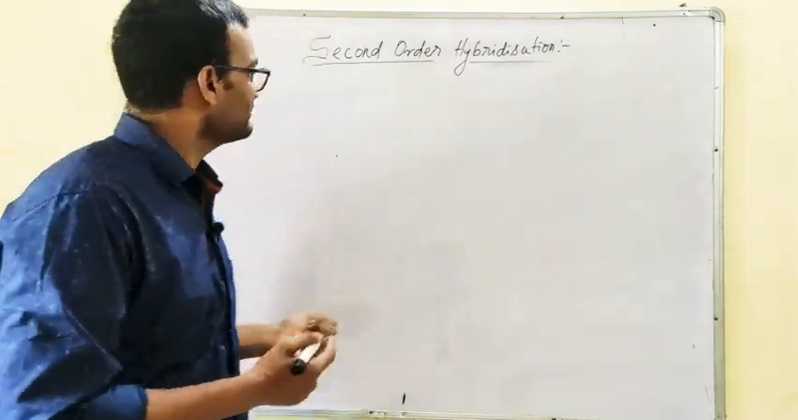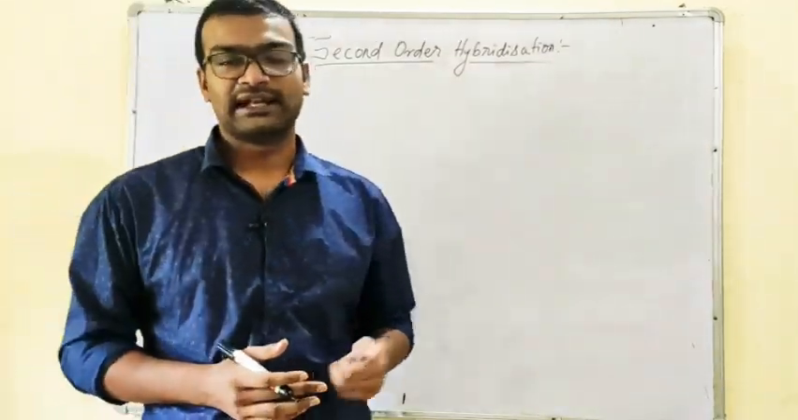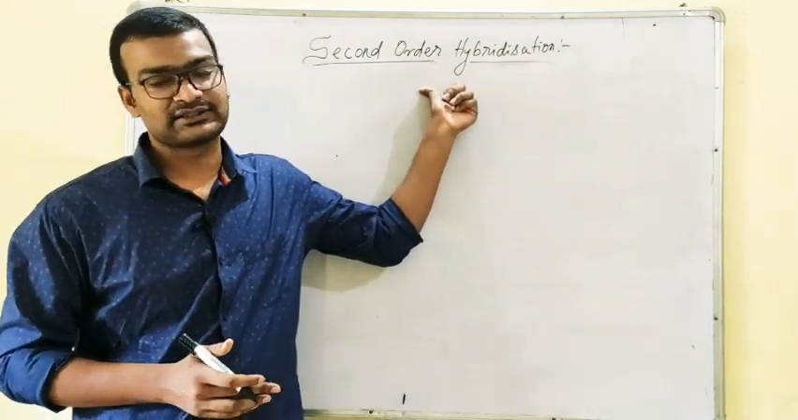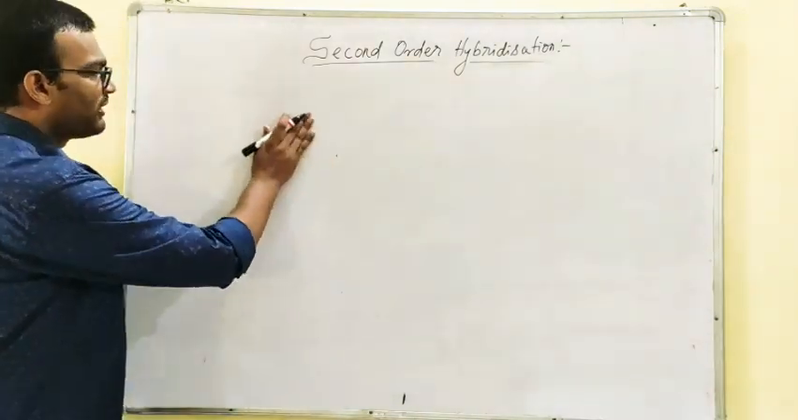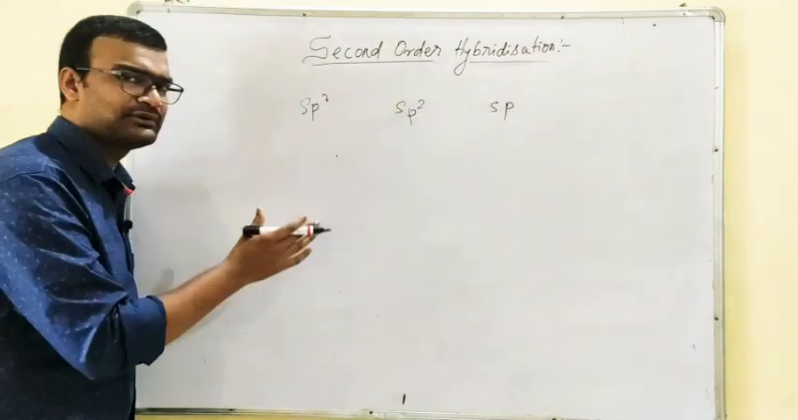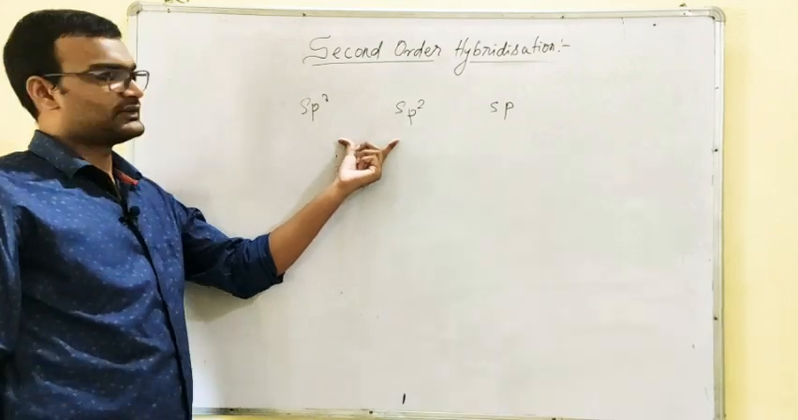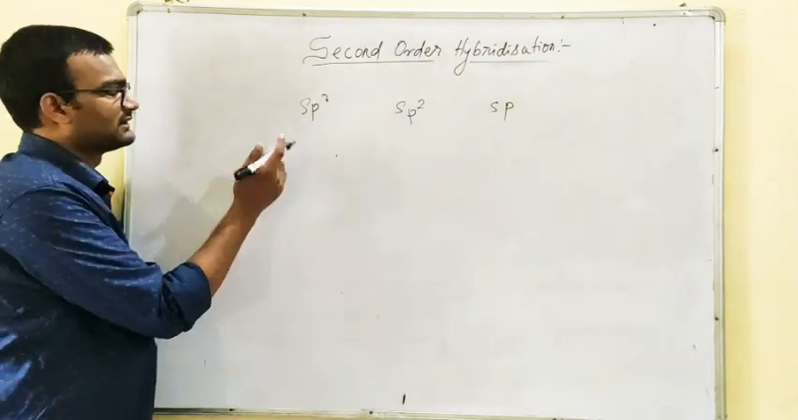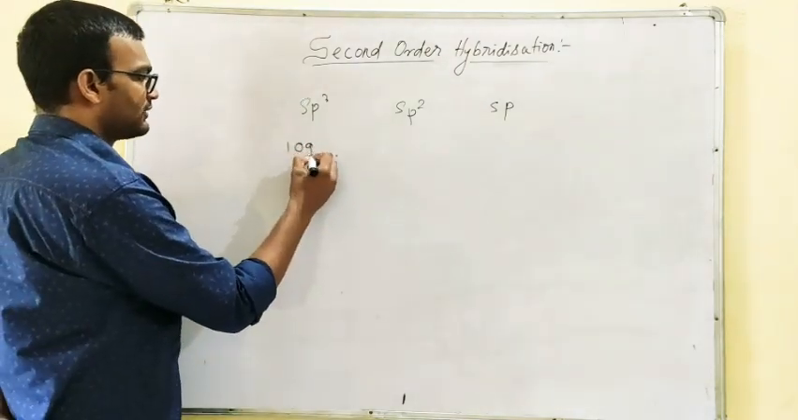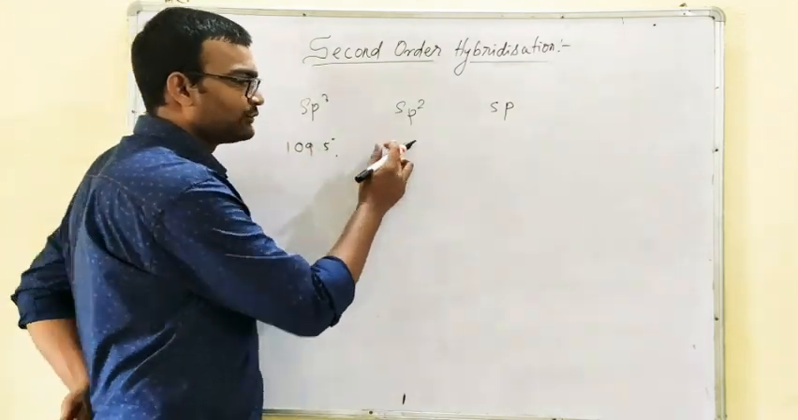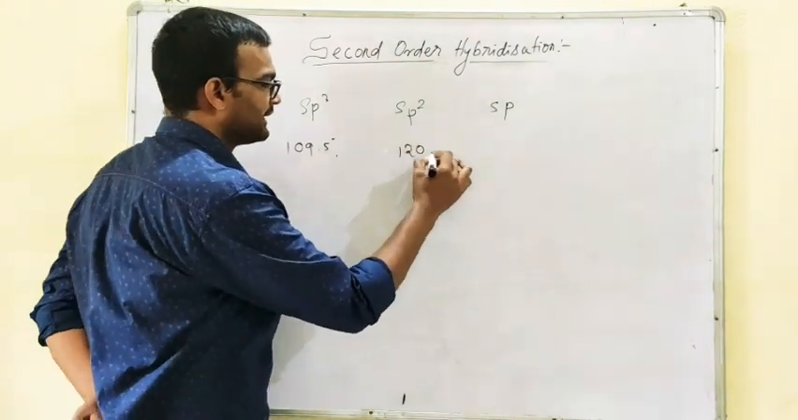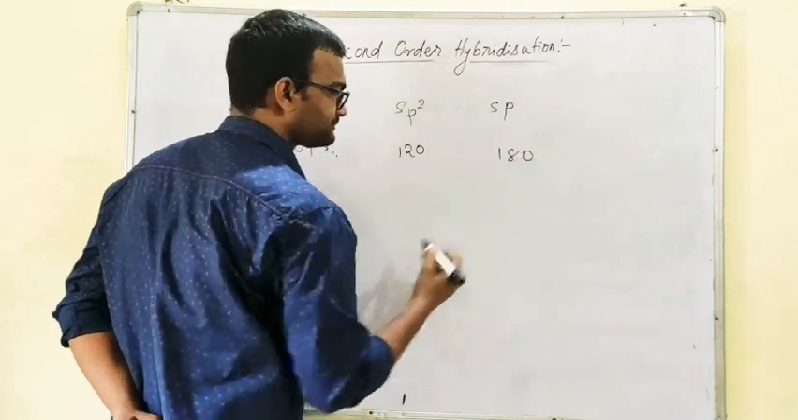So let's get started. Before we discuss second order hybridization, let me discuss some important points from normal hybridization so that we can understand second order hybridization more easily. We generally talk about sp3, sp2 and sp hybridization, and generally we take three examples to understand this. In sp3 hybridization, what is the bond angle between two sp3 hybrid orbitals? It is 109.5 degrees. In case of sp2, the angle between two sp2 hybrid orbitals is 120, and for sp it is 180.